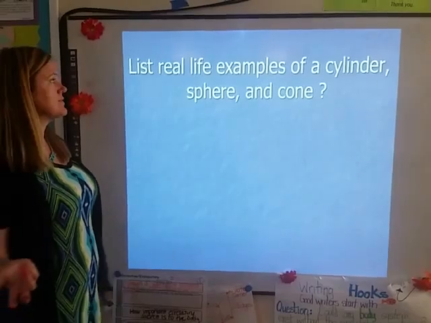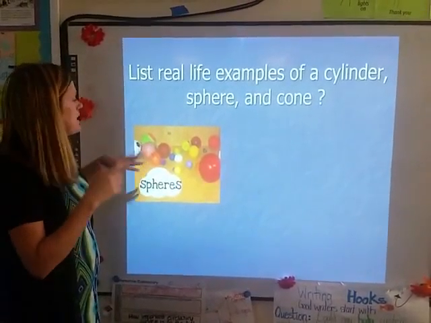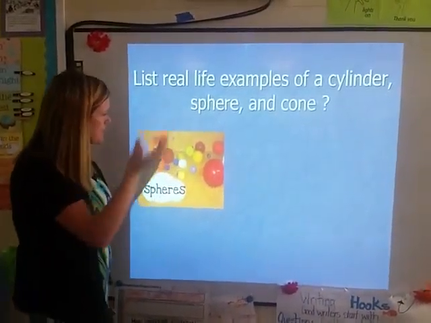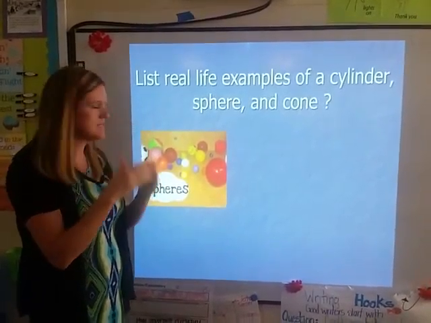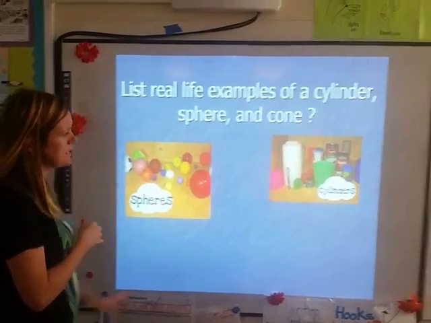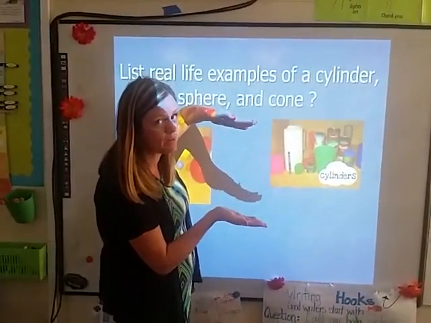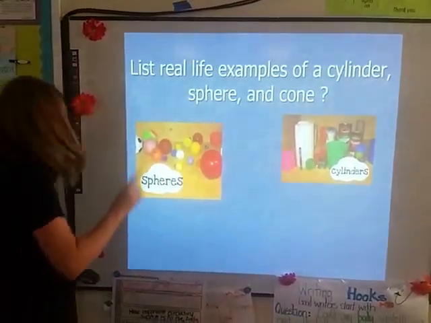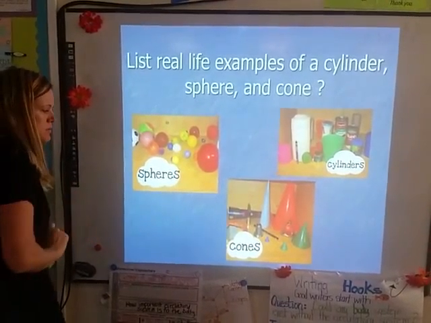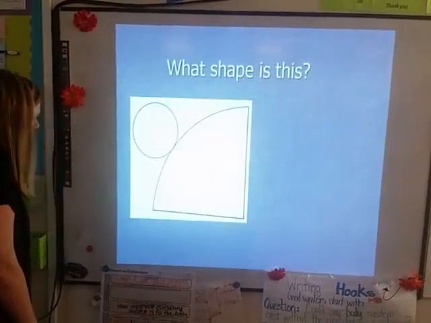What are some examples of cylinders, spheres, and cones? Hopefully, when you said sphere, you were thinking like a ball, but also an ornament, a snowman, anything that's circular with no vertices or bases. Here's some examples of our cylinder: cans, paper towel rolls. Remember, it has to have how many bases? Two. And no vertices. And then some examples of cones, like the top of a pencil or a crayon is a cone.